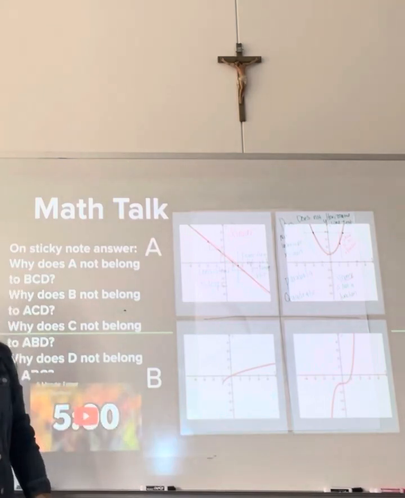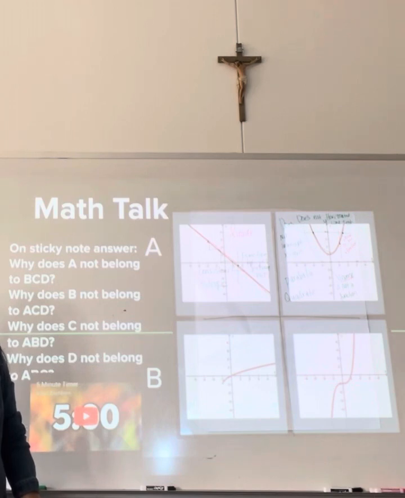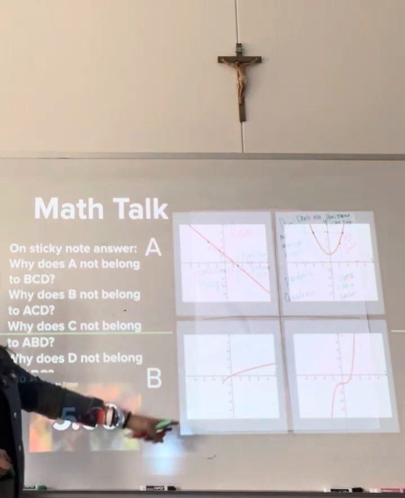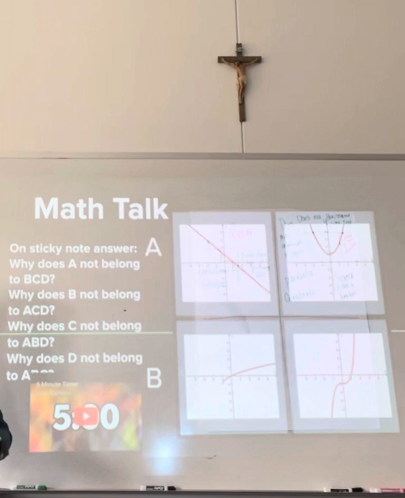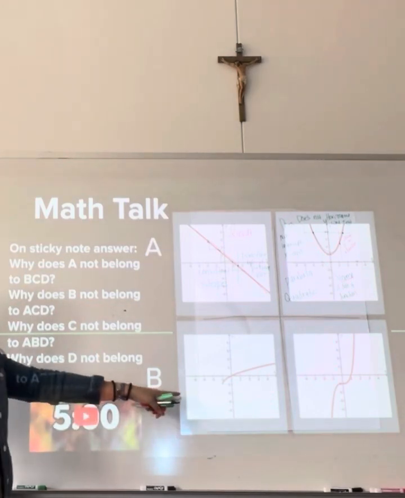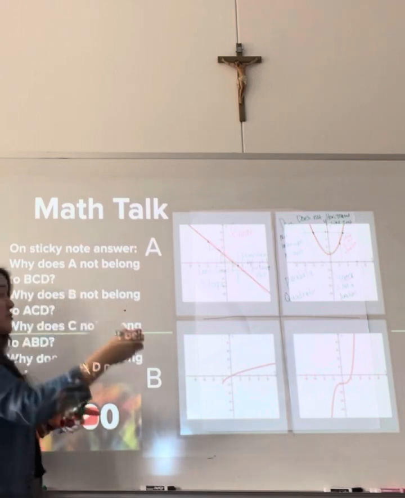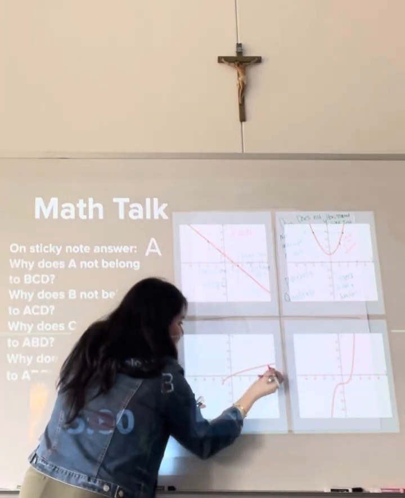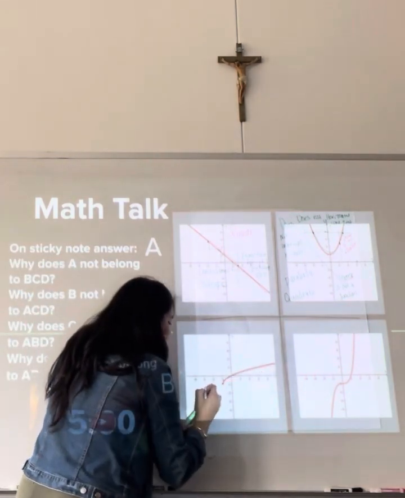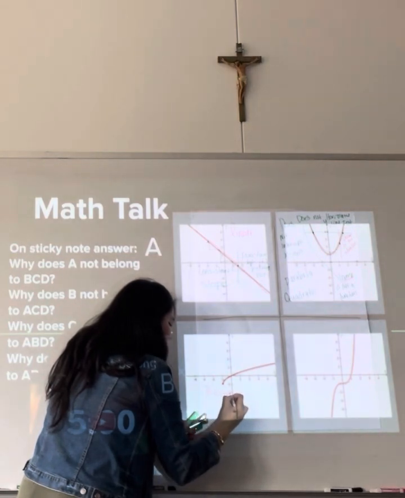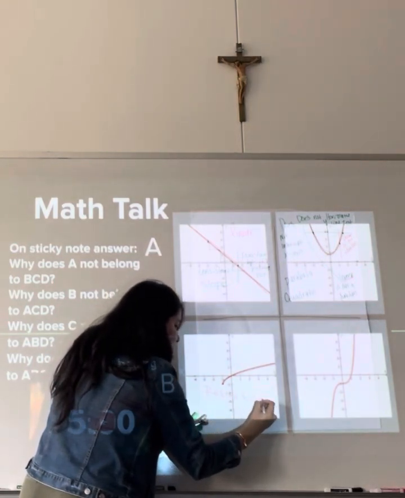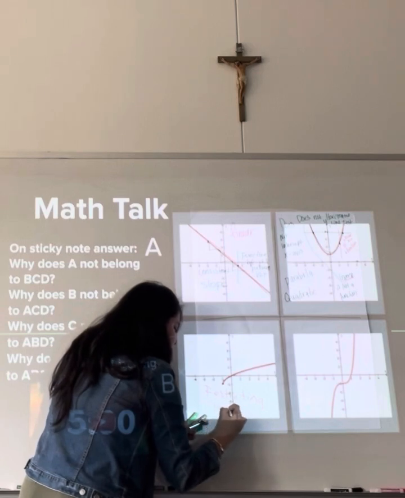Alright, did anyone else figure out something about B? Why does B not belong? What's special about B? Anything from anyone? Letter B? Any reason for why B would not belong? Why does it look like that? What do you think we did to B to make it look like that? You erase them. Yeah, what? Say that again? We restricted it. When we restrict it, this is called restricting. Go ahead and write this down. Restricting the domain.